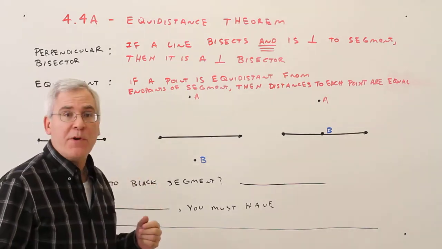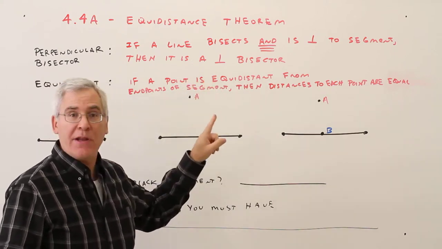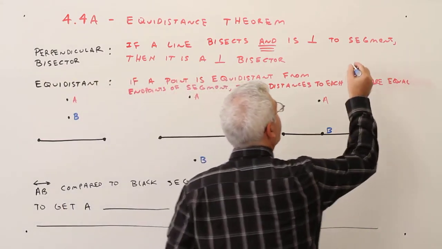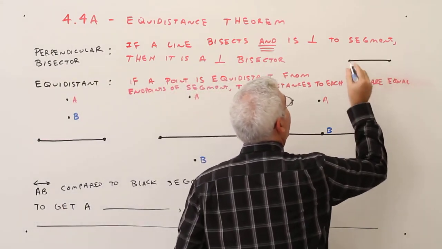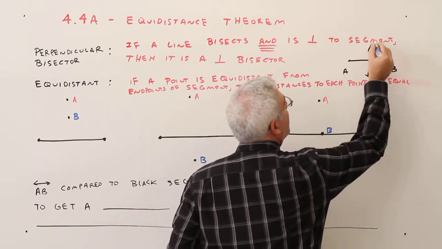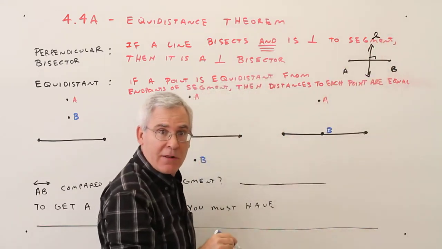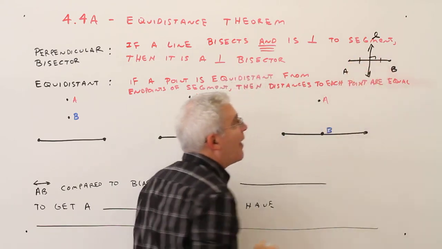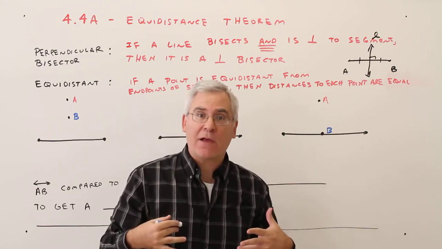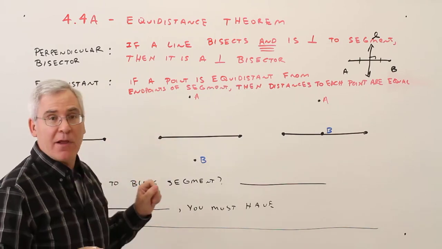The first is perpendicular bisector. If a line bisects and is perpendicular to a segment, then it is a perpendicular bisector. Here's an example. We'll call that segment AB, and we'll have a line here. We'll call that line L. If line L is perpendicular to AB and line L bisects AB, then line L is called the perpendicular bisector of segment AB.